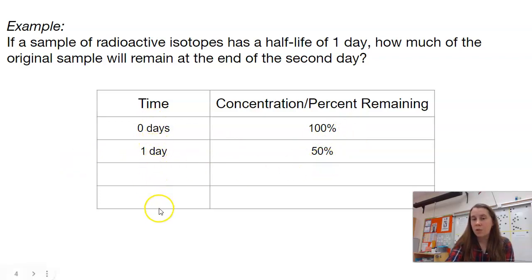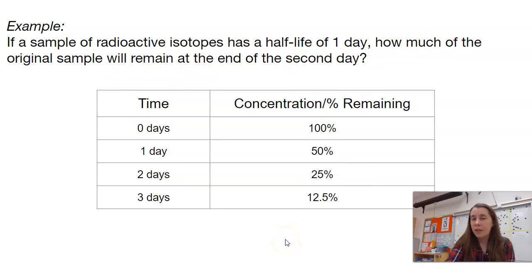So this column is always going to go up by the half-life each time, and this one is going to go down by half each time. So after 2 days, which is what our problem is asking us, we'll have 25% left. We could keep going, all right? This problem asked us about the end of the second day, so 25% would be our answer, right?